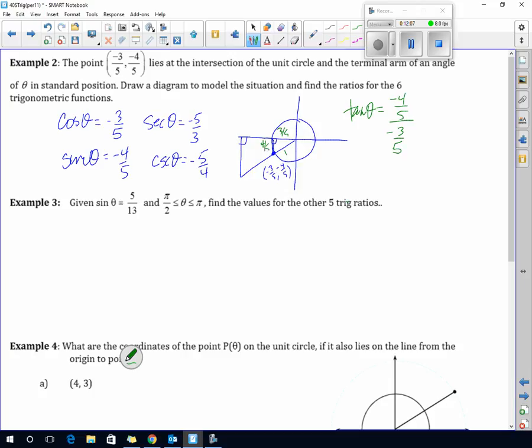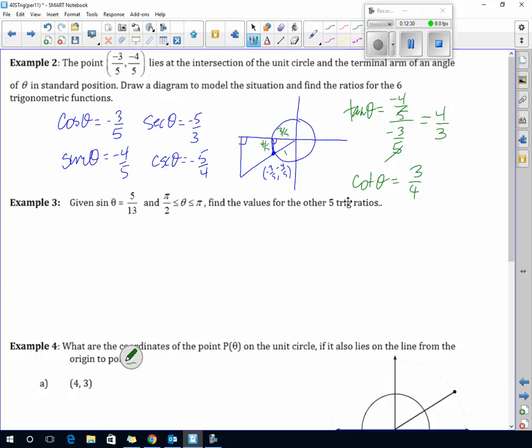So we can flip and cancel. Does everybody see that the 5s will cancel and I flip and cancel? And I'm left with 4/3 positive. And that makes sense. Tan should be positive in that quadrant, which means cotangent then is 3/4. Any questions there?